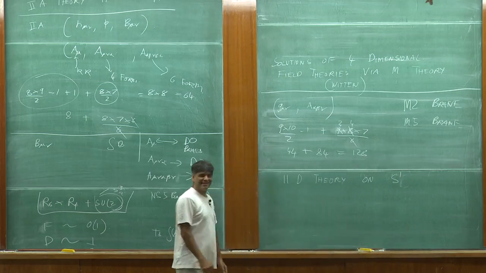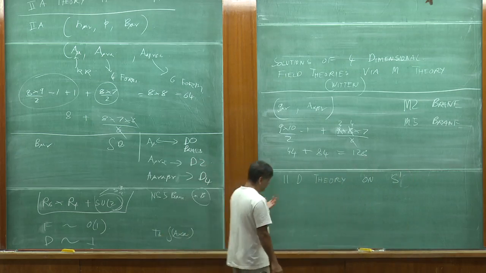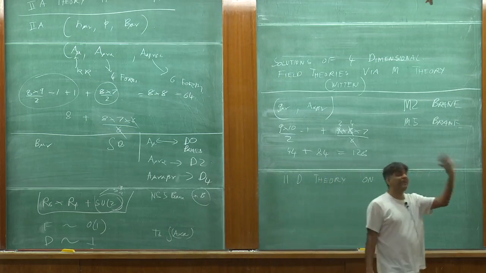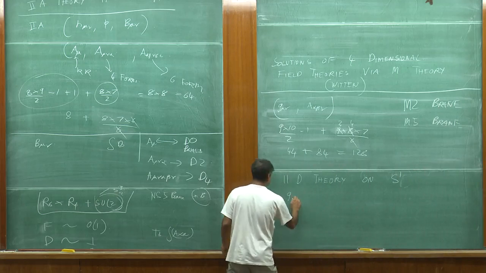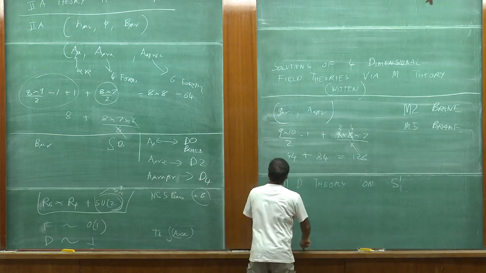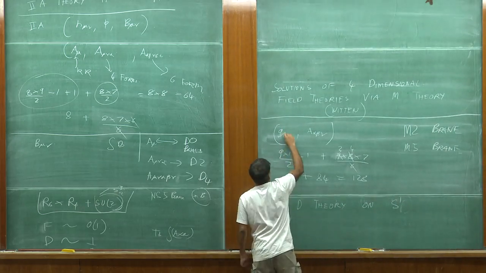What is the field content? Well, first you have the field content that comes from the metric on a circle. But the metric on a circle could be G_{11,11}, where 11 is the circle direction. So that's a scalar. Let me use better notation. Let me call 11-dimensional indices capital.